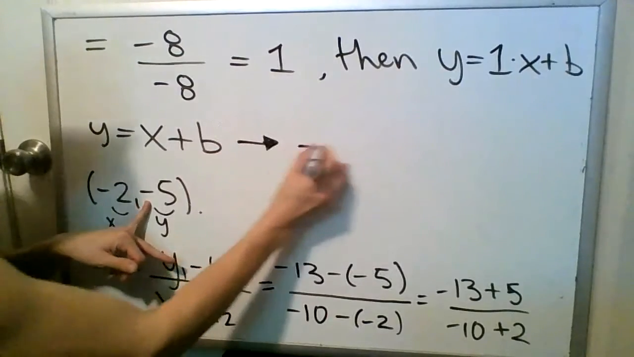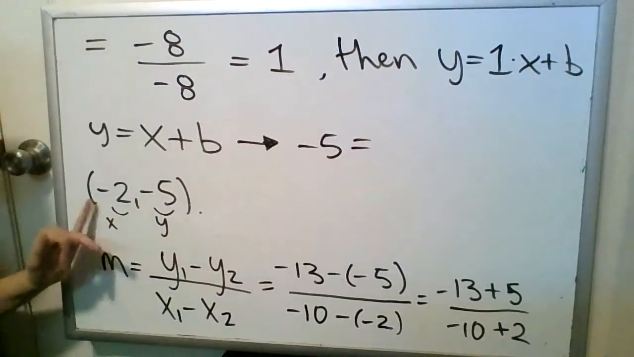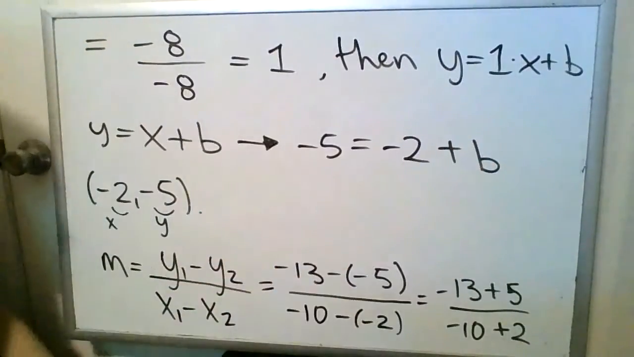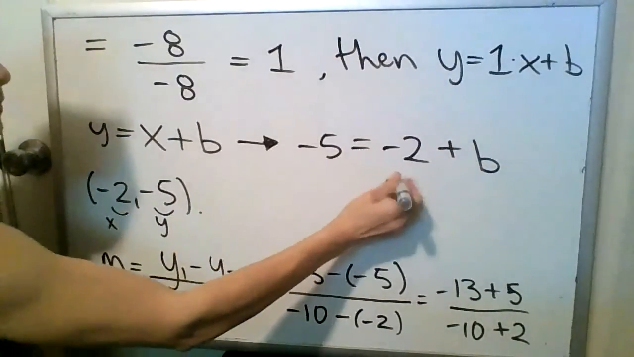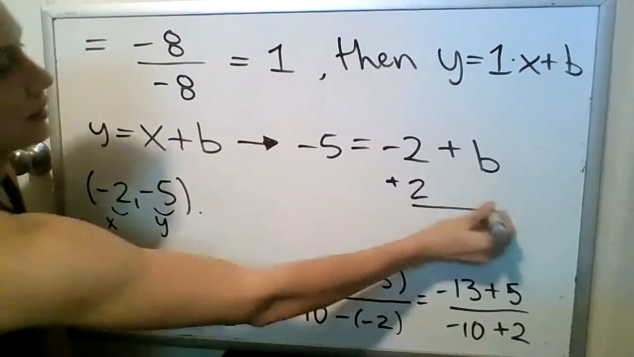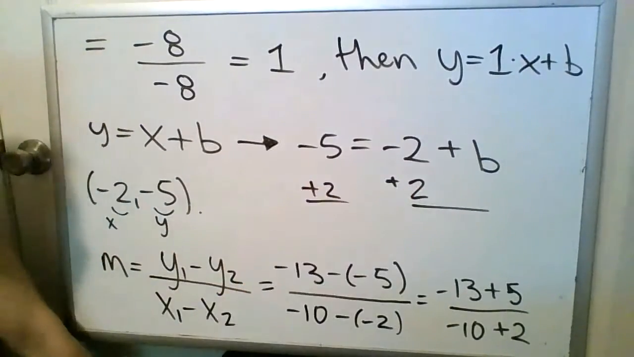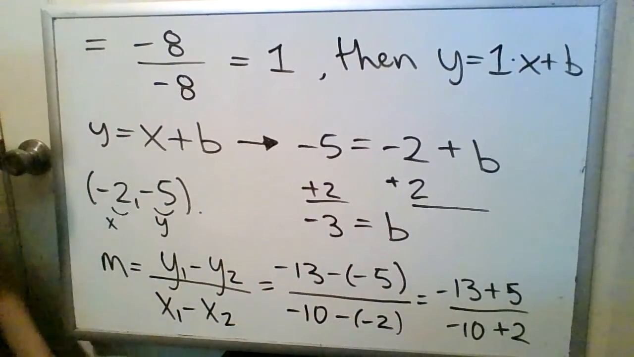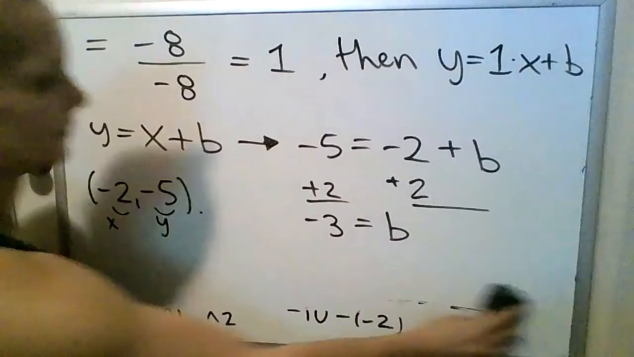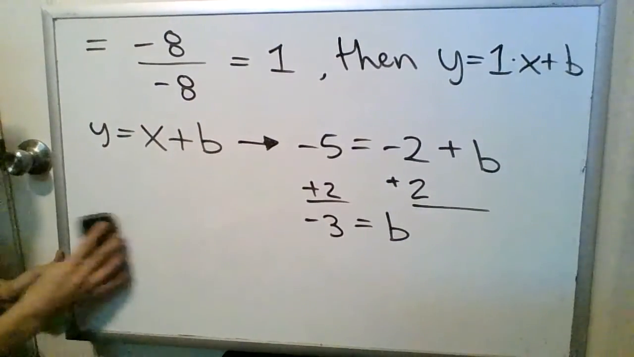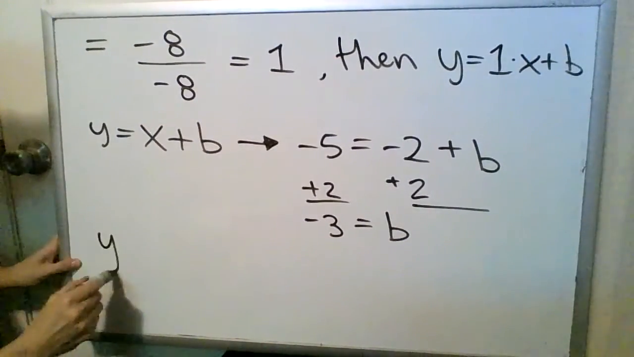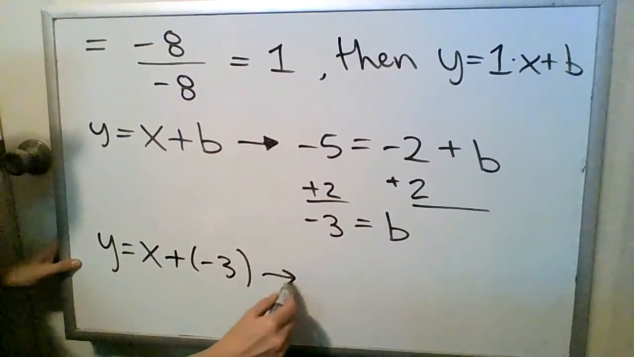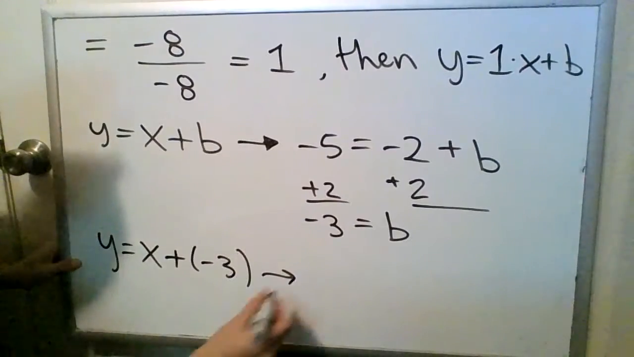Negative 5 would be equal to negative 2 plus b. We're solving for b. And I have b equal to negative 3. Y equals x minus 3.